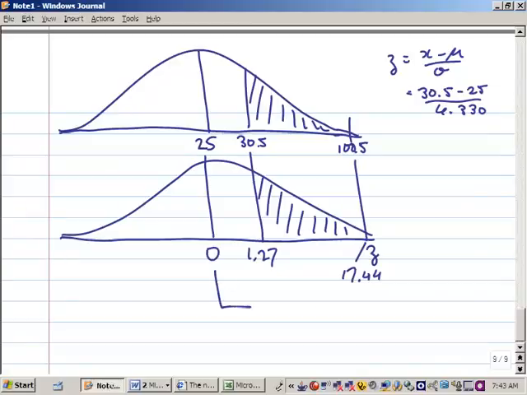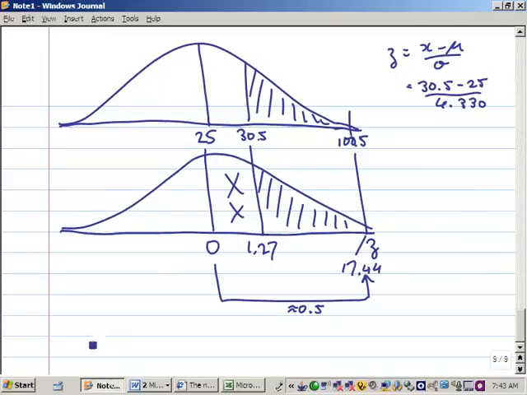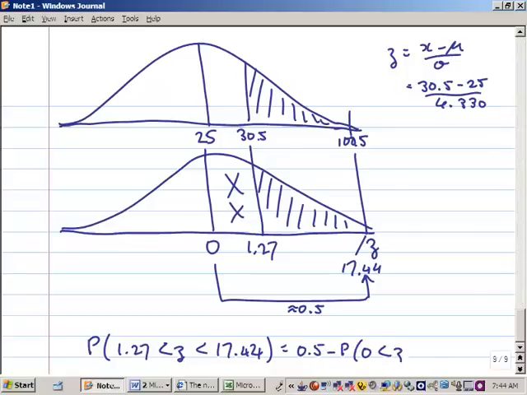But that's so far out there that the probability of getting from 0 to that point is approximately half. And then from this whole side of the distribution, a half, we're going to subtract out 0 through 1.27. So the probability of getting a z from 1.27 to 17.44 is approximately a half minus the probability of getting from 0 to 1.27, which we'll look up in our tables.